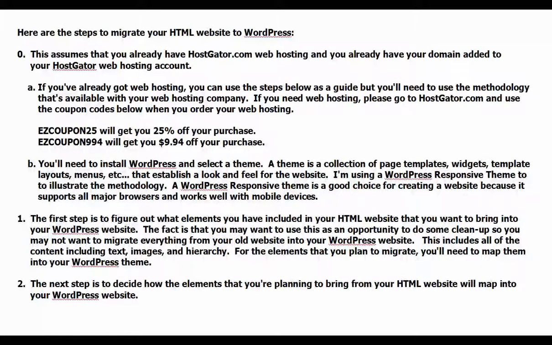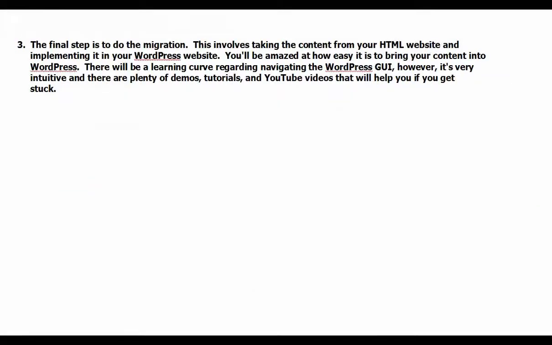The fact is that you may want to use this as an opportunity to do some cleanup, so you may not want to migrate everything from your old website into your WordPress website. This includes all of the content, including text, images, and hierarchy. For the elements that you plan to migrate, you'll need to map them into your WordPress theme. The next step is to decide how the elements that you're planning to bring from your HTML website will map into your WordPress website. The final step is to do the migration.